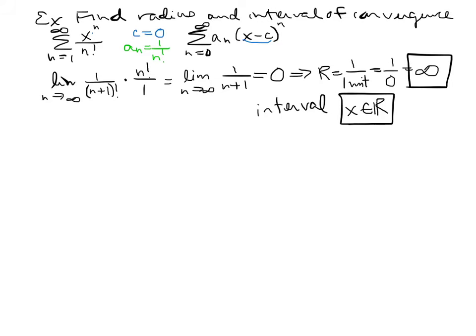All right, so let's look at another example. Let's look at the sum from n equals 1 to infinity of x to the n all over n times 3 to the n. Now, once again, notice that c is 0 in this case. So c is 0 because of those x to the n's.